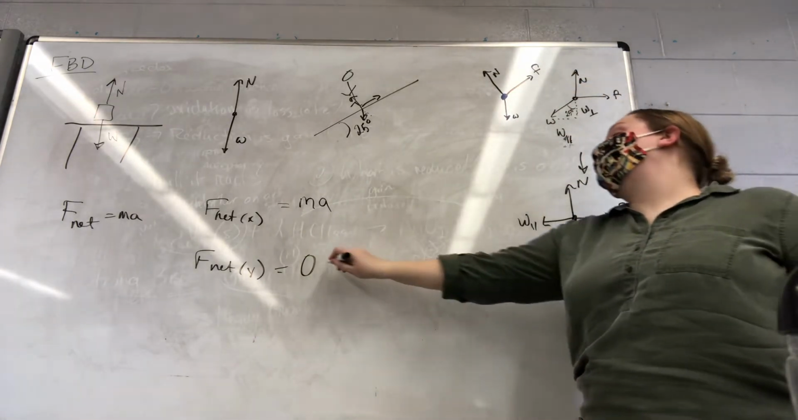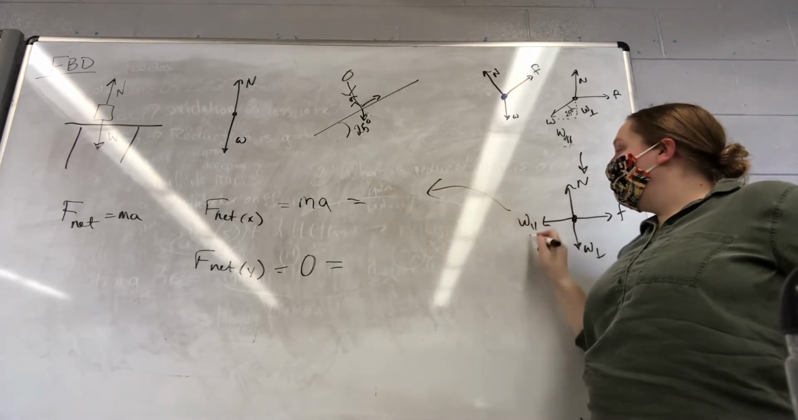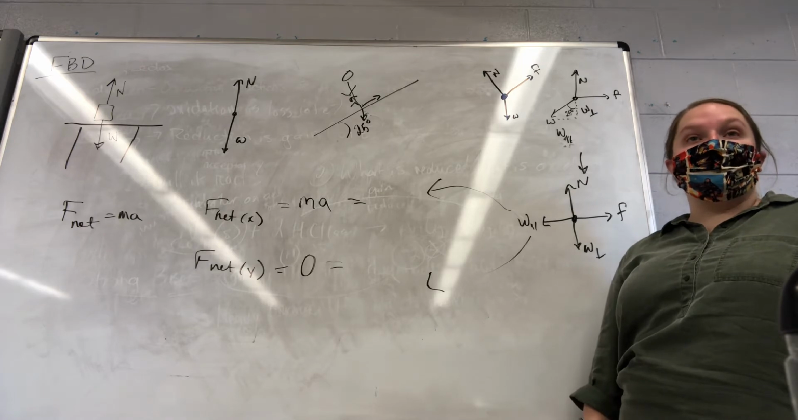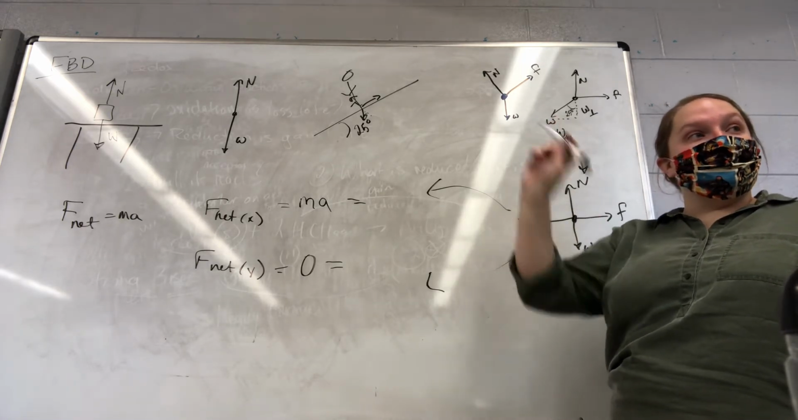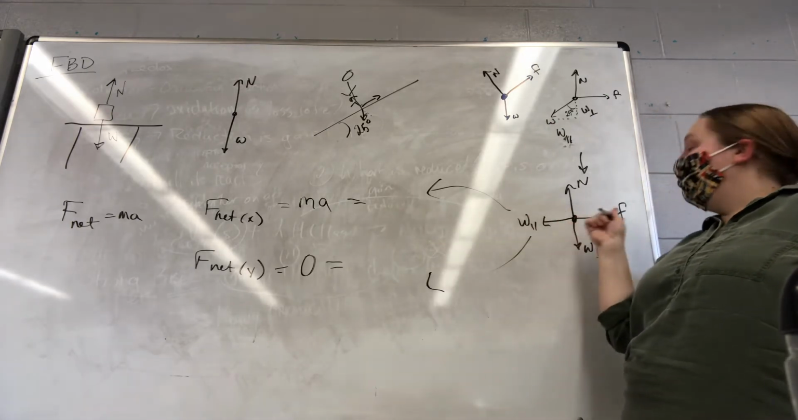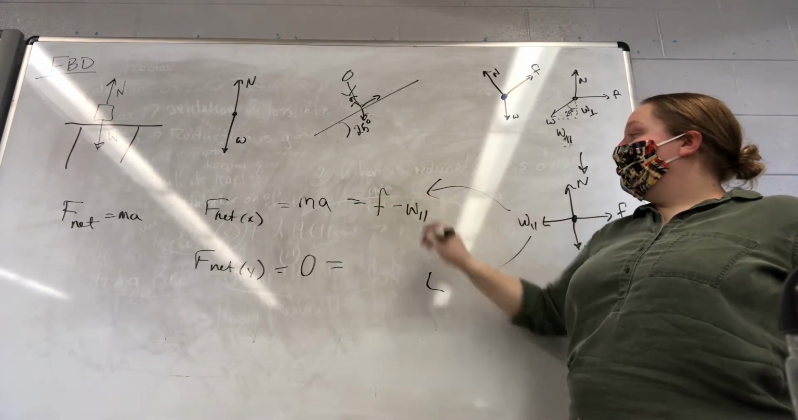Now, how do we take the diagram and use the forces in a diagram? Remember we said that anything to the right is positive, anything to the left is negative, anything up is positive, anything down is negative. So, in the x direction, we can write F minus W parallel.